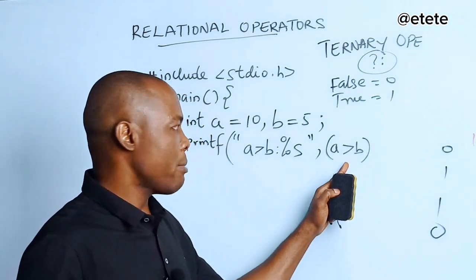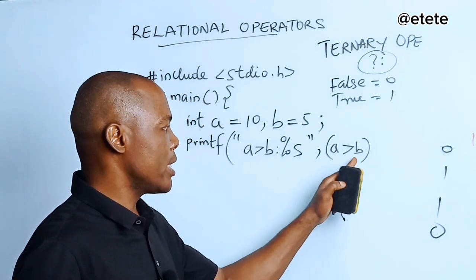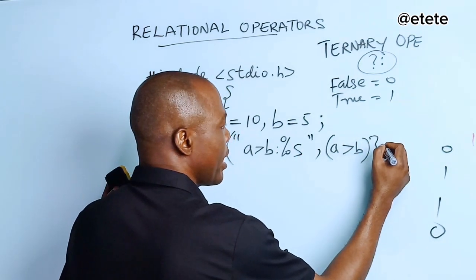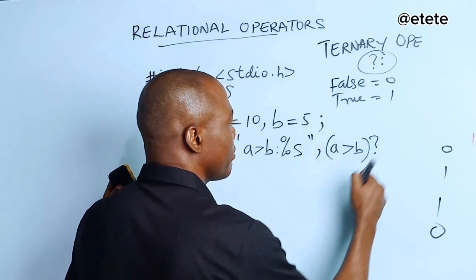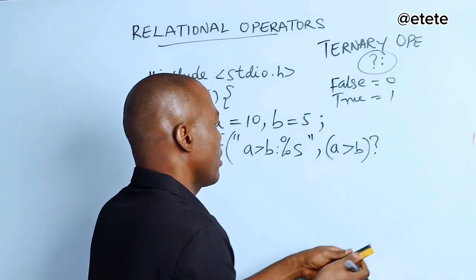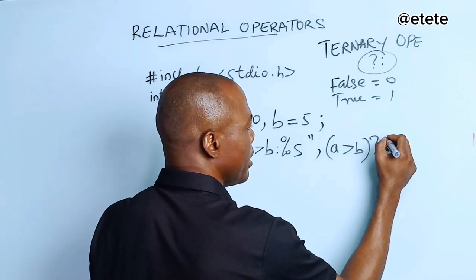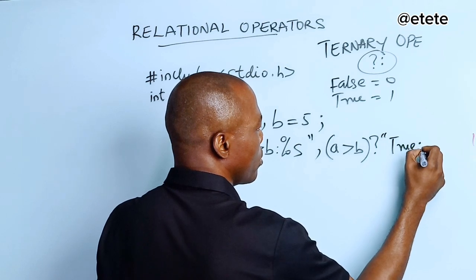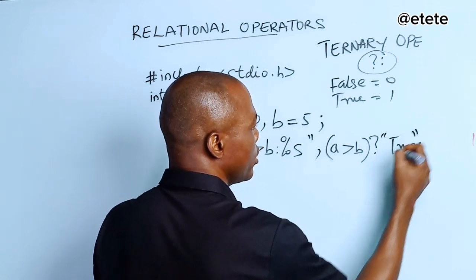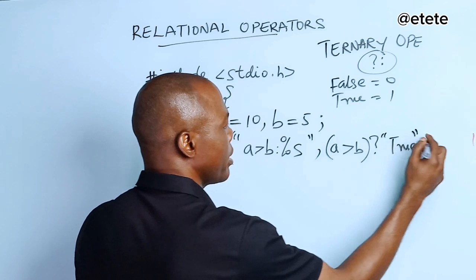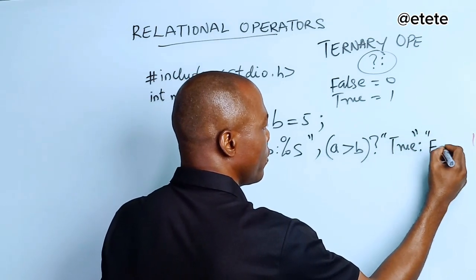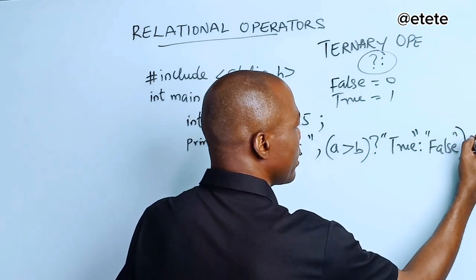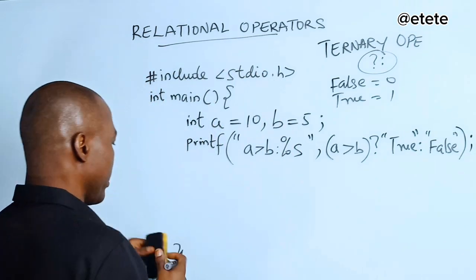This is my condition that I'm giving here. Is A greater than B? So I'll put the question mark here. Then in this place, I'll put true, colon. So I will close this one because it's a string. Then I'll do false. Then I will close this and I will end my statement there.